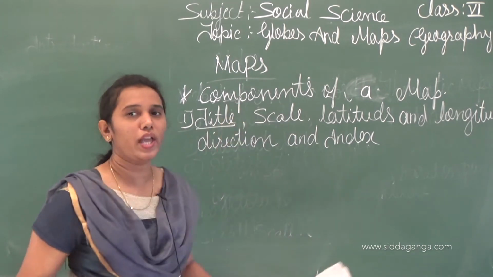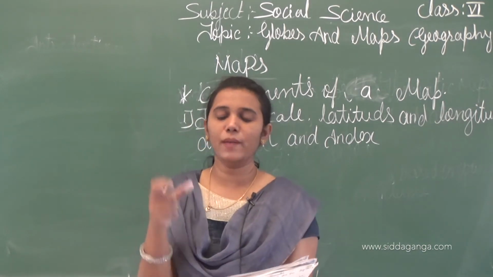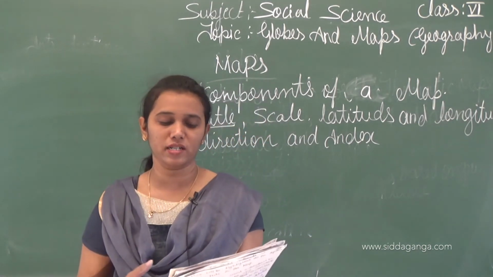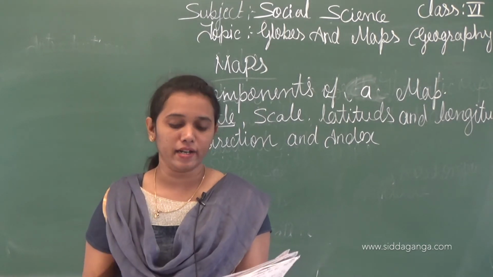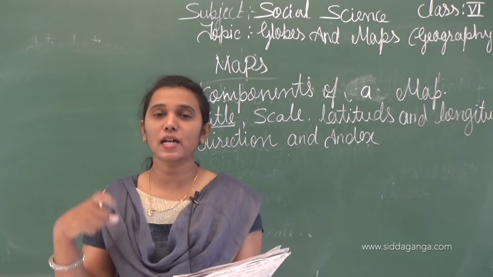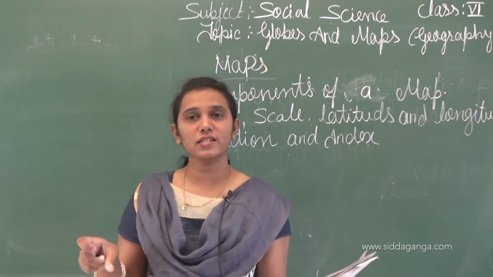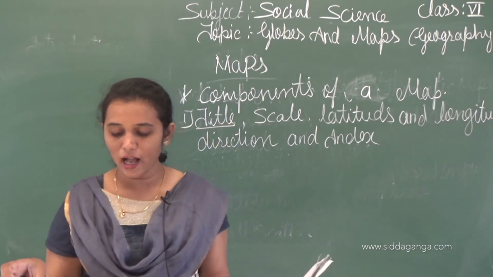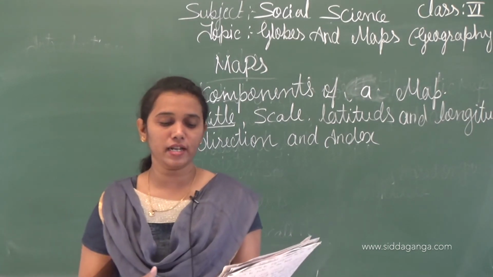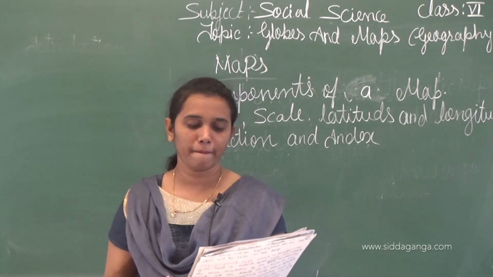First one is title. Okay, see here, title. A map should have a suitable title, children, to know about the content of the map. For example, India physical features, isn't it? Or India political, etc.